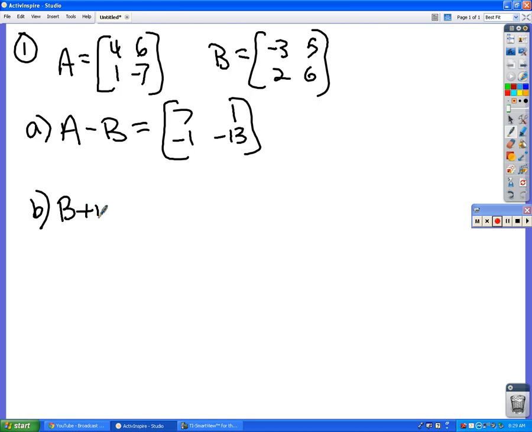Okay, B, you add them together instead. 4 and negative 3 is 1. 6 and 5 is 11. 2 and 1 is 3. Negative 7 and 6 is negative 1.